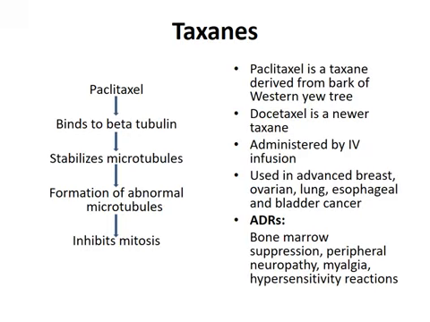If we see the mechanism of action, paclitaxel binds to beta tubulin and stabilizes the microtubules in the cell. There is formation of abnormal microtubules. This inhibits mitosis.